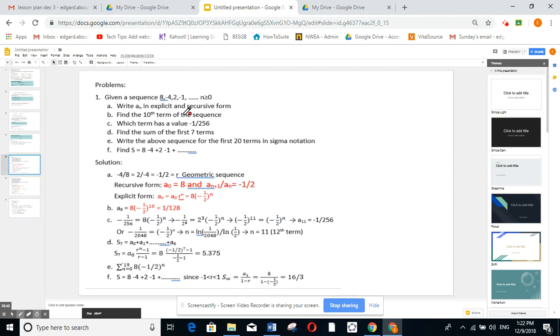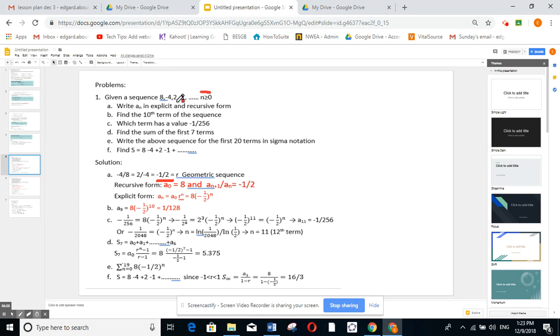Given a sequence, write it in explicit form. As you can see, 8, minus 4, 2, minus 1, etc. What do you realize? We realize that minus 4 over 8 is the same as 2 over minus 4, which is the same as minus half, etc. So this is a geometric sequence whose r is minus half. They want us to write it in explicit form.